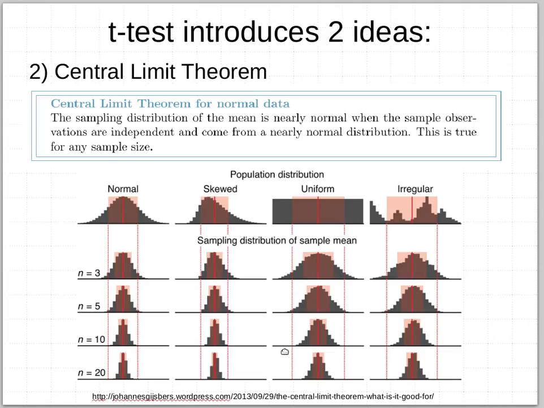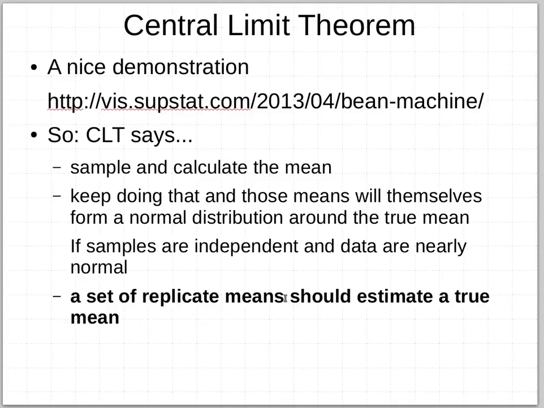Let me go back and show you. The means themselves are forming a normal distribution. The samples that I've collected, and the means of those samples, are representing a normal distribution. So a set of replicate means should estimate a true mean. Okay? If you don't believe me, stop right now.